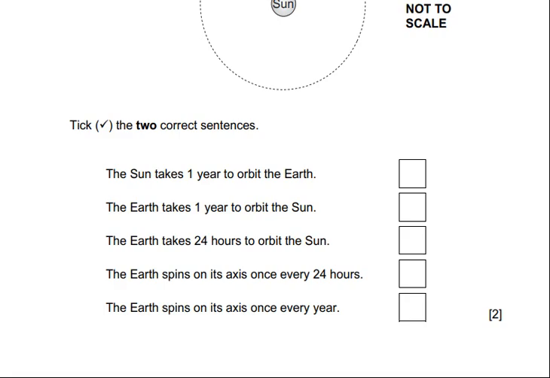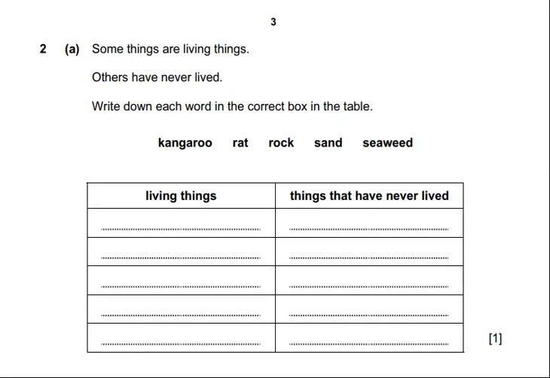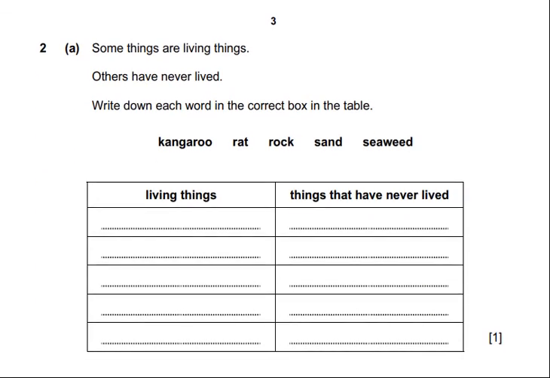And now let's go to the other page. Page 3, question number 2. A. Some things are living things, others have never lived. Write down each word in the correct box in the table. So we have a table here, one side of the table, living things, and the other side things that have never lived. So of course this one is very easy. You put the words in the table.